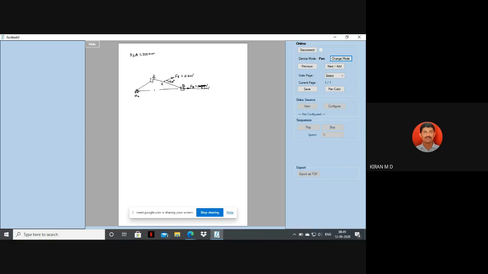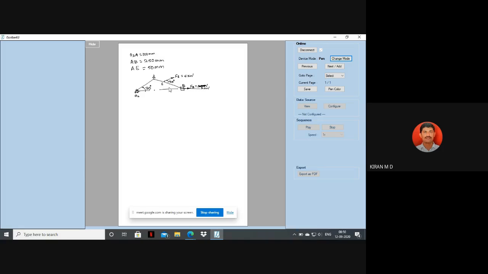Here the length of link OA is 100 mm. Then AB, the length of the connecting rod, is 250 mm. Then the distance from A to E is 50 mm, and this angle is 30 degrees.